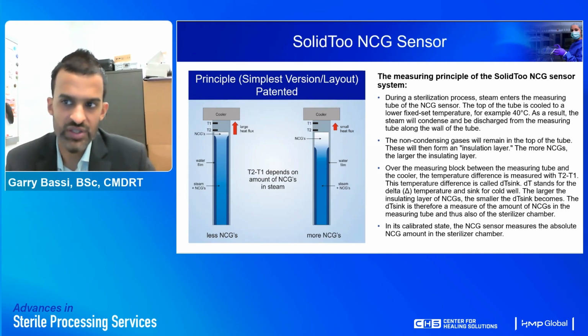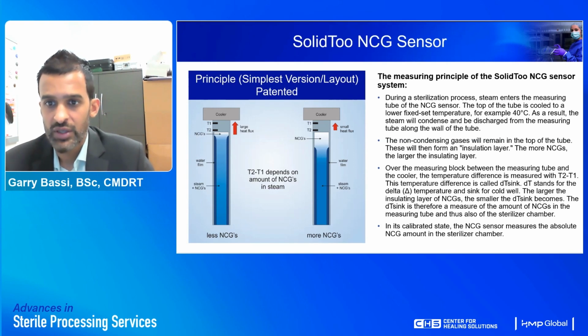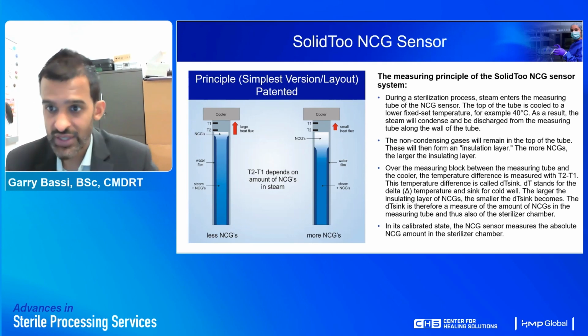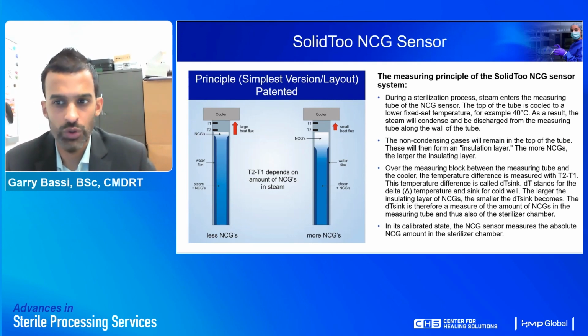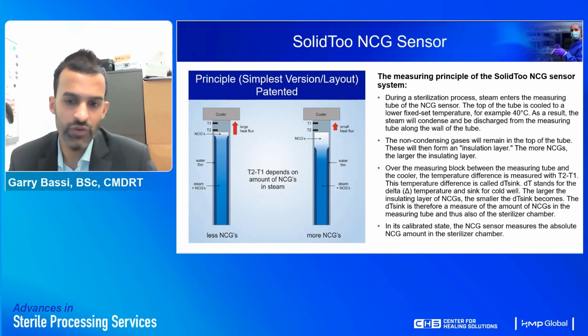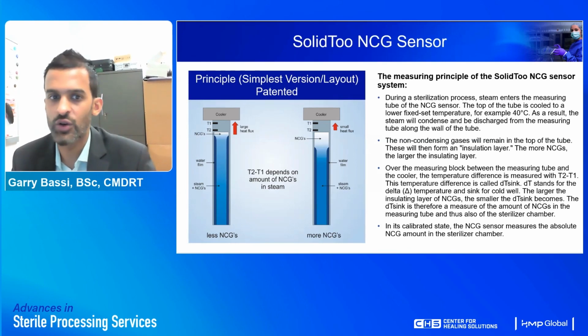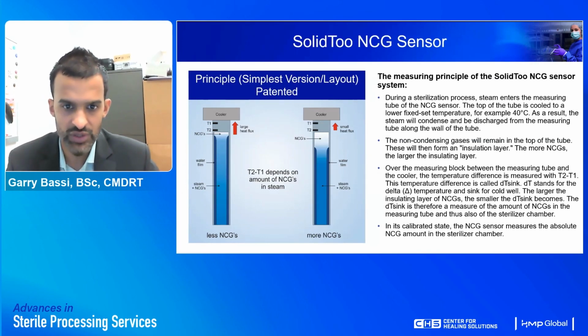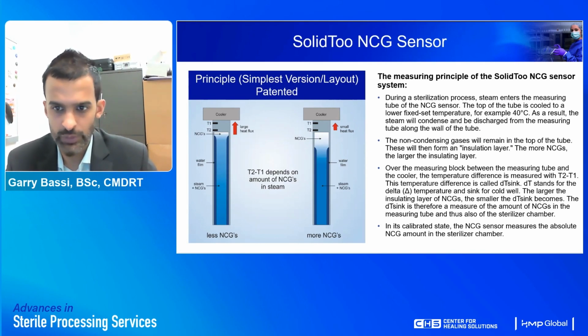During a sterilization process, steam enters the measuring tube. The top of the tube is cooled to a lower fixed set temperature. Where you see T1 on this picture, that takes the temperature at the top of the tube, the typical temperature being 40 degrees Celsius. As a result, the steam will condense and be discharged from the measuring tube along the wall of the tube. So when you have this steam at 135 degrees Celsius entering this tube, it hits that cooling device and automatically condenses because the cooling device is at a much lower temperature of 40 degrees Celsius, and it runs down the side of the tube, where you can see on the annotation where it says water film.